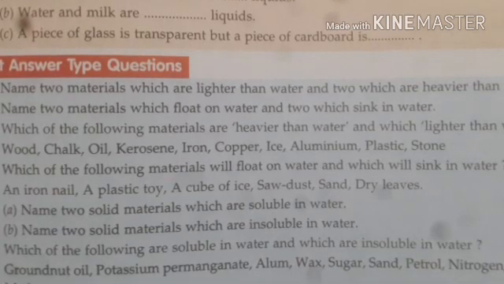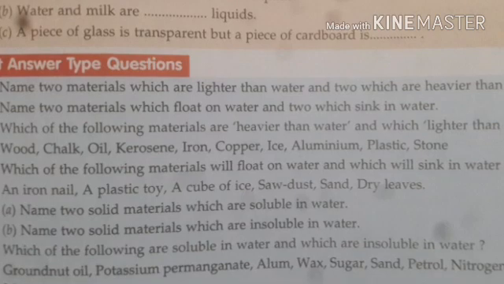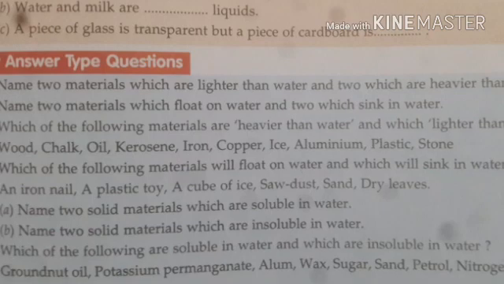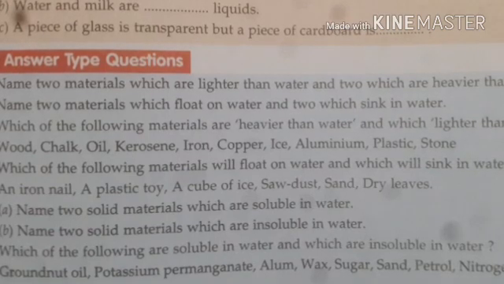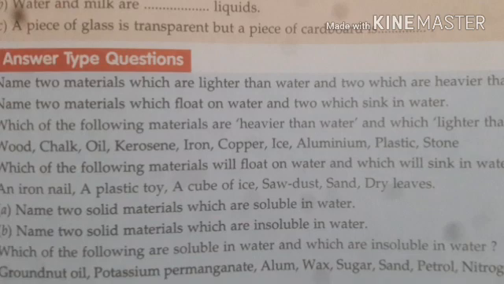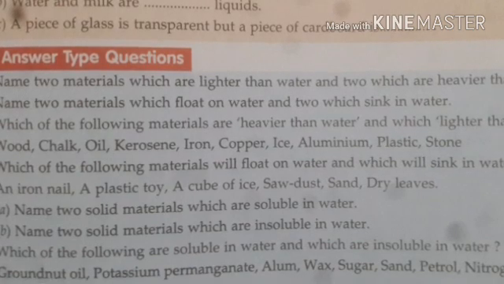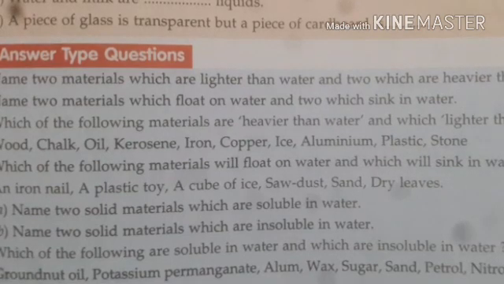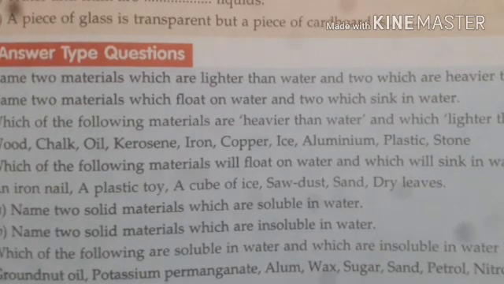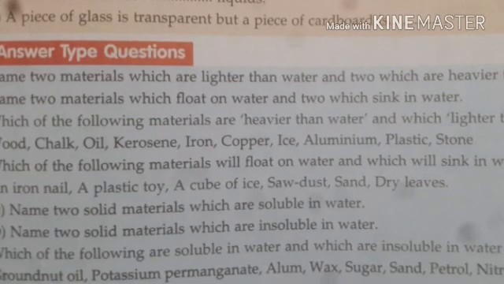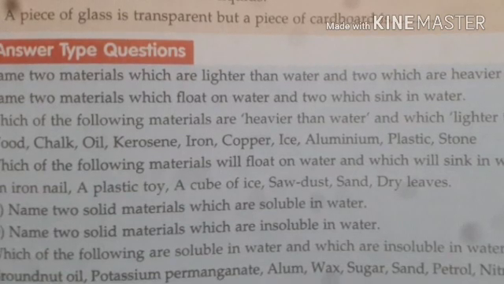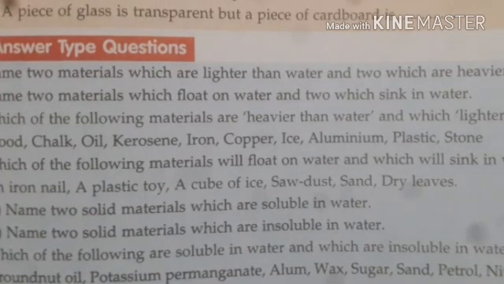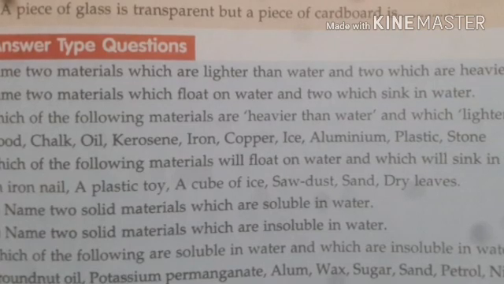21st question, which of the following material will float on the water and which sink in water? Iron nail sinks, plastic toy floats, rubber floats, cube of ice floats, sawdust floats, sand sinks, dry leaves float. 22nd question, A. Name two solid materials which are soluble in water. Sugar and salt. Name two solid materials which are insoluble in water. Sand and plastic.